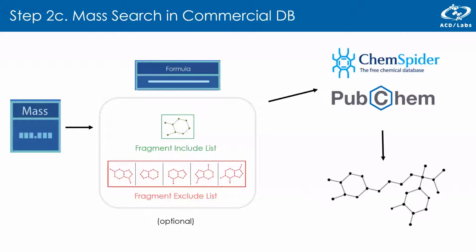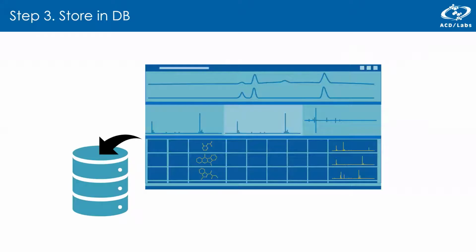And this process can be repeated for all other peaks of interest. Finally, once we have identified all of our peaks, this information can be stored in a database. So we can store live analytical data along with all the structures and the table of components. And this information can then be leveraged for subsequent analyses.